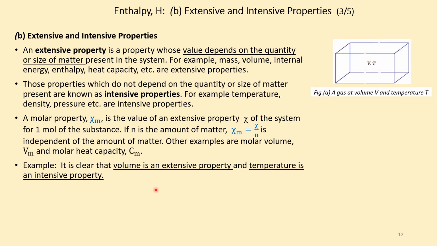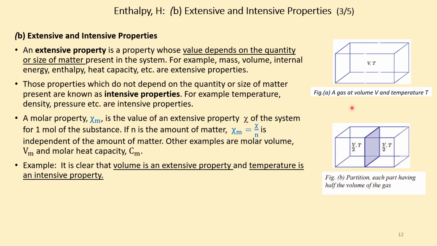Let us consider a gas. Consider a gas enclosed in a container of volume V and temperature T as shown in figure A. Let us make the partition as shown in figure B. Now each part has one half of the original volume, V by 2, but the temperature still remains the same. That is, temperature remains the same both in the left part as well as the right part as shown in the figure. It is clear that volume is an extensive property and temperature is an intensive property.